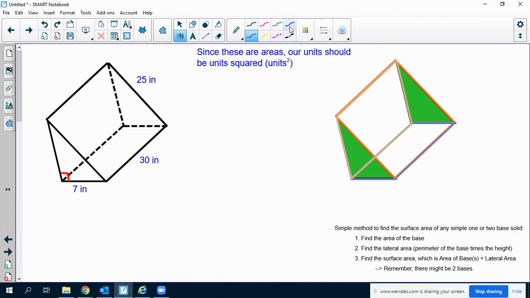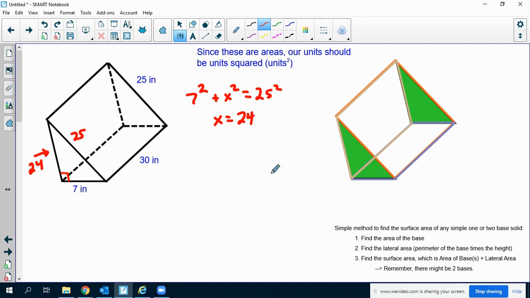First problem, we have a right triangle. This hypotenuse is 25. One of the legs is 7. So in order to find this side, I need to do the Pythagorean theorem. So 7 squared plus, let's call that x squared, equals 25 squared. Then in the interest of time, I'm just going to give you what that is. It's 24. So x equals 24.